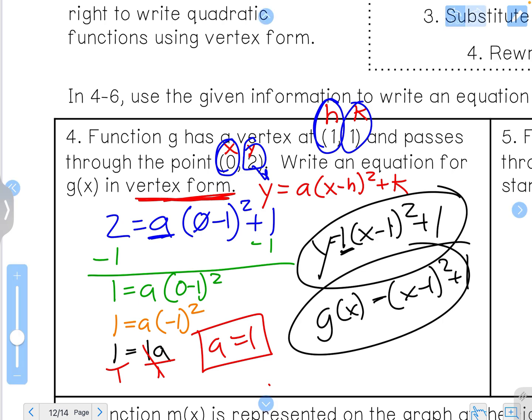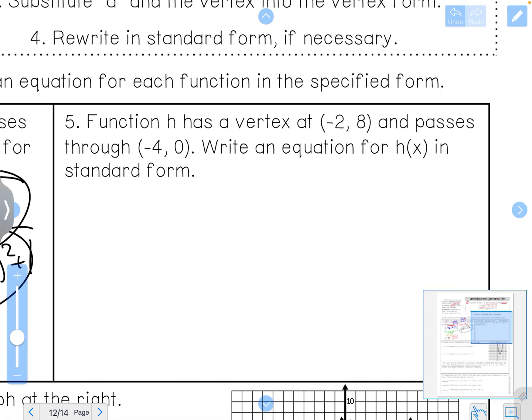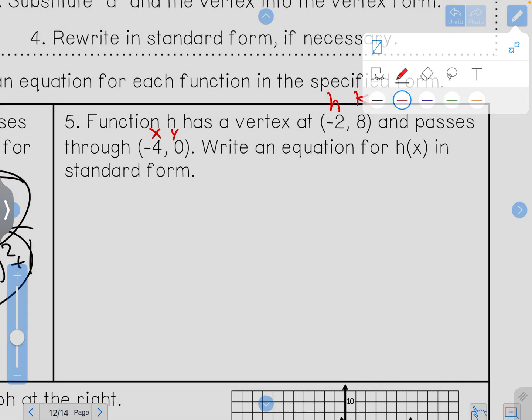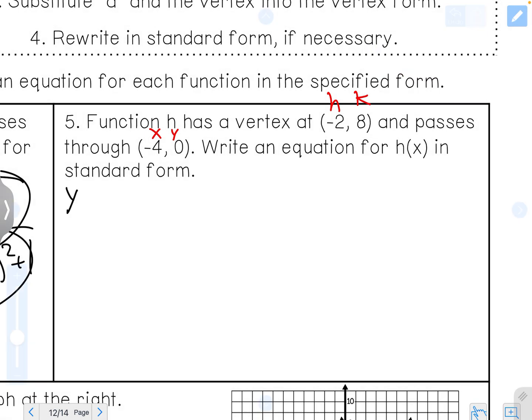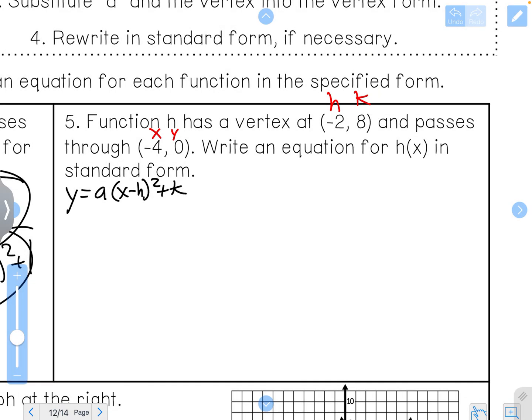And so both of these are correct. Both of these are the same thing. Okay, so our vertex is h, k, and then we've got a point which becomes x and y. So I'm going to rewrite my basic equation: y equals a, x minus h squared plus k. And now I'm going to replace everything in there. Our y is 0. We are looking for a. We don't know what it is.